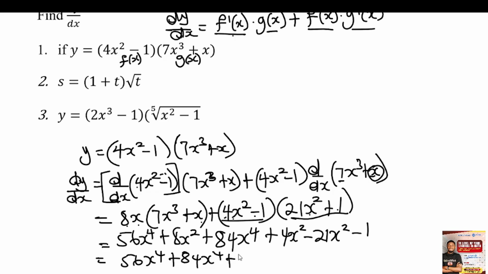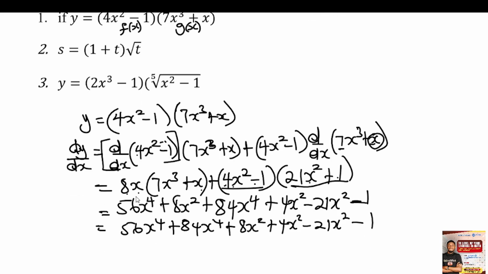Then plus we have 8x squared plus 4x squared minus 21x squared. Then we have negative 1 too as well. So negative 1. Then we put the two together. So 56x exponent 4 plus 84x exponent 4 gives us 140x exponent 4. Then 8x squared plus 4x squared minus 21x squared gives us negative 9x squared. Then we have our negative 1 here. So this is the result for the first function.